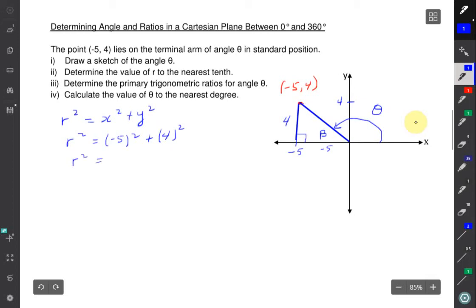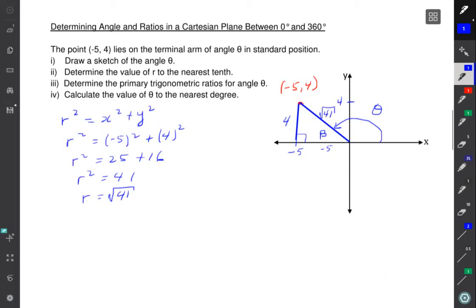R squared equals 25 plus 16. R squared equals 41. So r is the square root of 41. And remember, this is always a positive length, so we just do a positive square root. And if there was a perfect square that went into 41, we would simplify this. In this case, there is no perfect square that goes into 41. So this side here is the square root of 41.